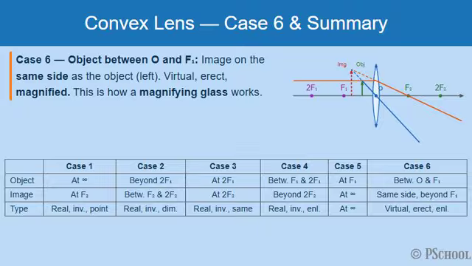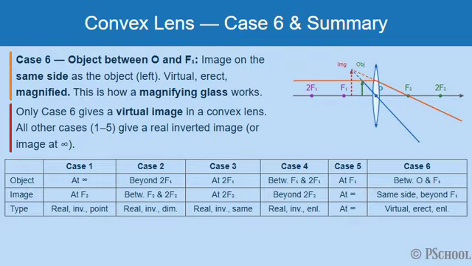Here is a summary of all 6 cases for the convex lens, showing where the image forms and its type for each object position. Only case 6 gives a virtual image in a convex lens. In all other cases the image is real and inverted, forming on the right side of the lens opposite the object.